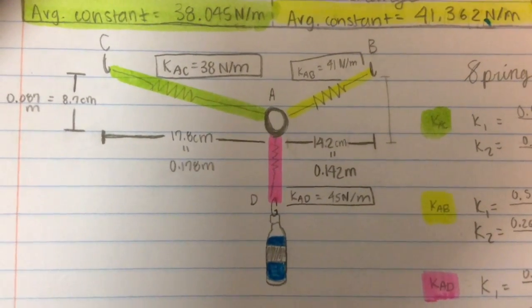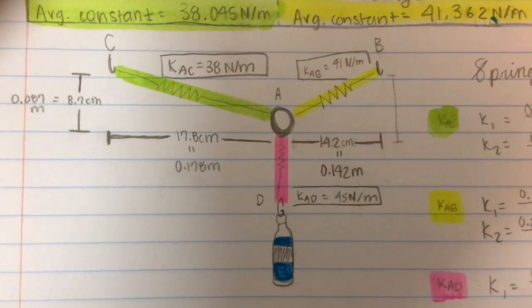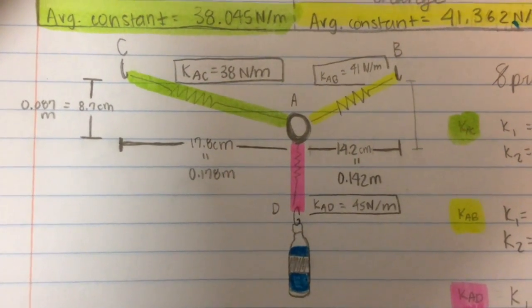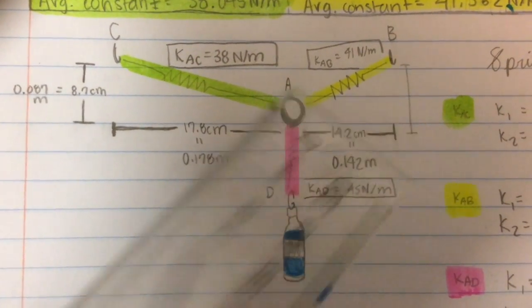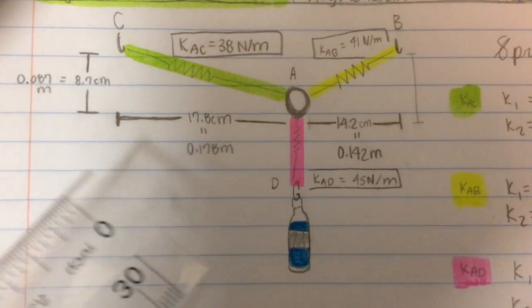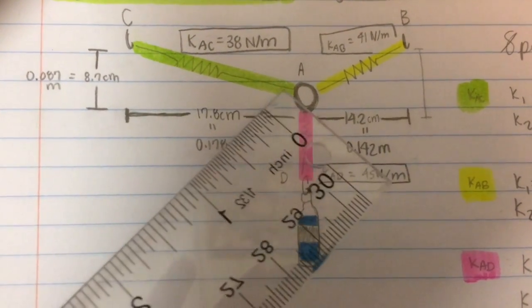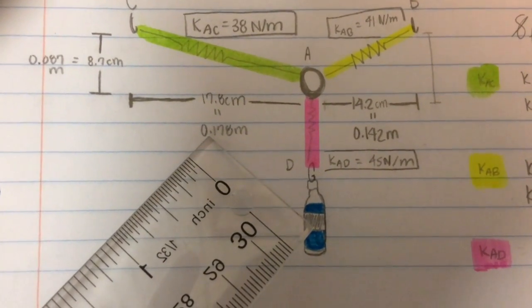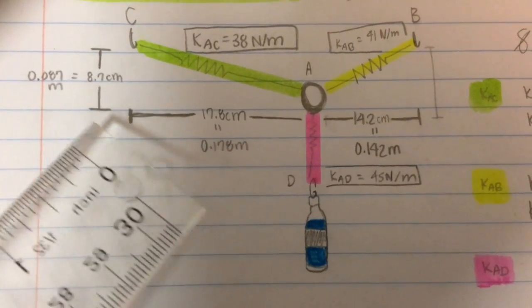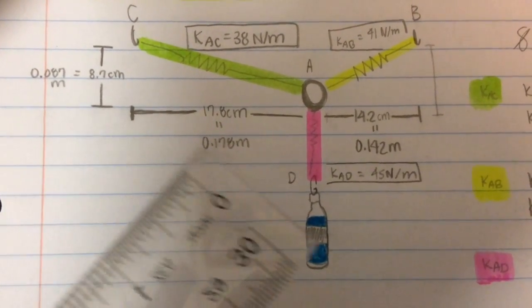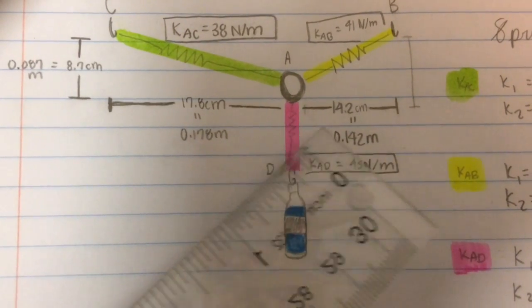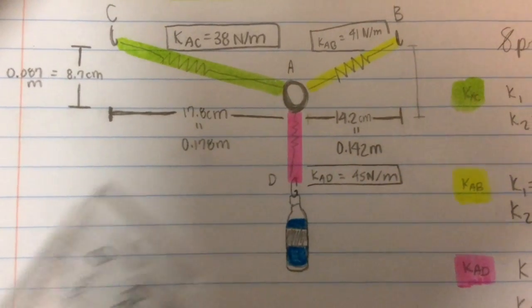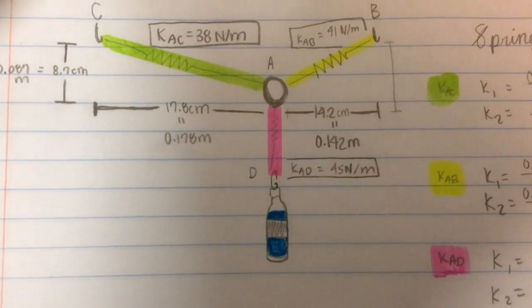As Dr. Zaurin mentioned in his YouTube video, the picture in the textbook is drawn incorrectly because the system with the smaller spring constant, being this system, should have the longer length, but in the textbook it's drawn the opposite way. The horizontal length from A to C turned out to be 0.178 meters. The vertical length from A to C was 0.087 meters. From A to B horizontally was 0.142 meters. And now that we have all the calculations, we can move forward with our project.